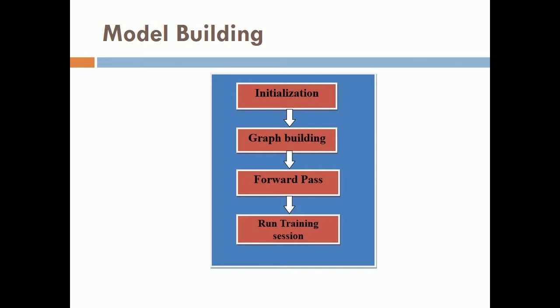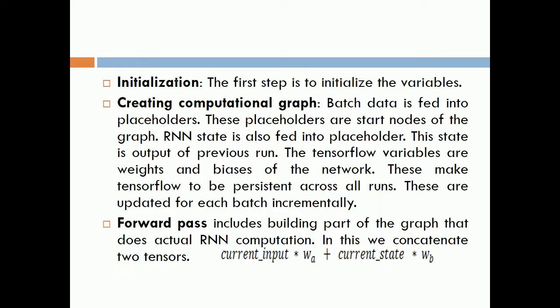Model building. First initialization of variables is done. Then graph is built. Then forward pass and finally training session runs. Initialization. The first step is to initialize the variables. Creating computational graph. Batch data is fed into placeholders. These placeholders are start nodes of the graph. RNN state is also fed into placeholder. This state is output of previous run.